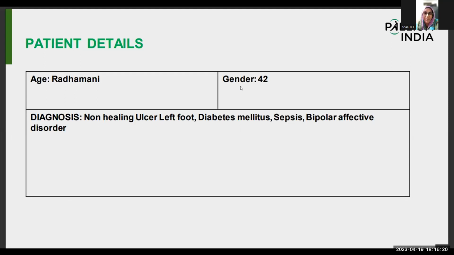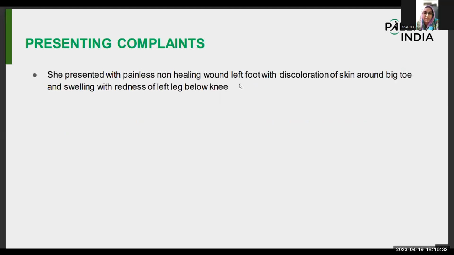Patient named Rathamani, a 42-year-old lady. Her diagnosis was non-healing ulcer left foot, diabetes mellitus, sepsis, and bipolar affective disorder. She presented with a painless, non-healing wound of the left foot with discoloration of skin around the big toe and swelling with redness of the left leg below the knee.